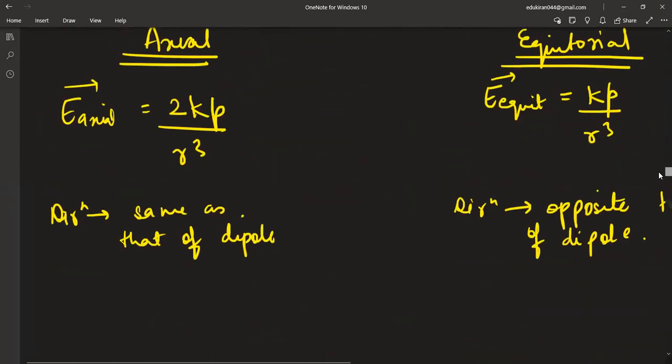Okay, one conclusion. Just to make sure that you people remember: on the axial line, the electric field was 2kp by r cube, the larger one. Equatorial was kp by r cube. Fine, minus kp.